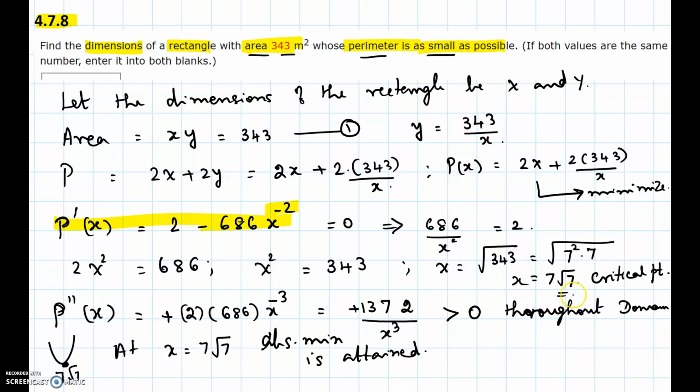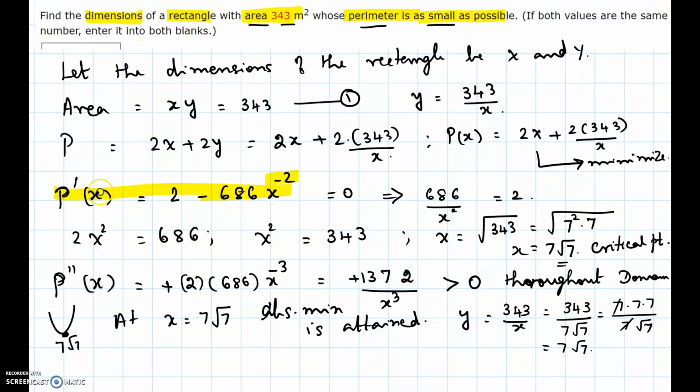So that determines the dimension, which is the length. And then we have to find out the other dimension, which is y, which is 343 divided by x, or 343 divided by 7 square root of 7. So this is 7 times 7 times 7 divided by 7 root of 7. This gives us again 7 root 7.